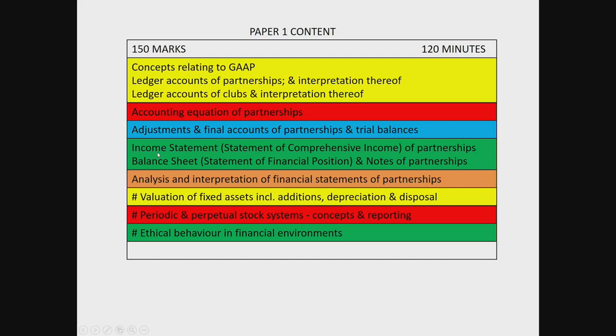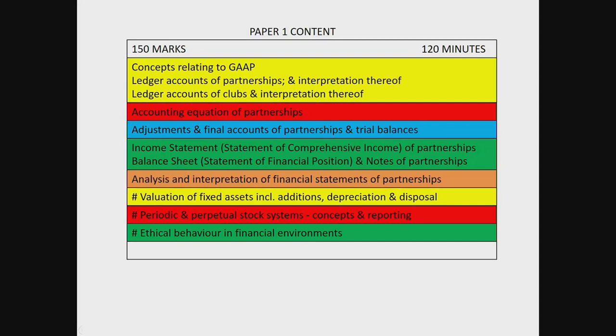So the adjustments and the statement of comprehensive income and the statement of the financial position, formerly called the income statement and the balance sheet, that will be one of the topics. Generally, that will be one of the main questions. Then we're also going to have analysis and interpretation of financial statements. We need to know the ratios. There will be current ratio, there will be asset test ratio, the partner's earnings.